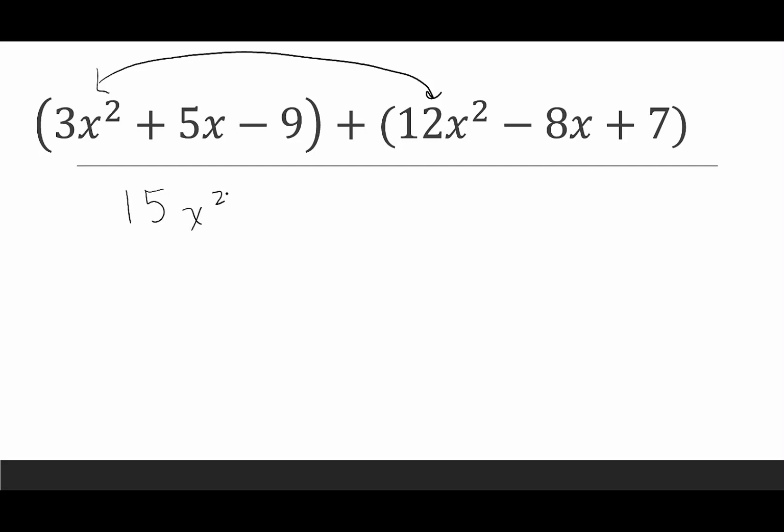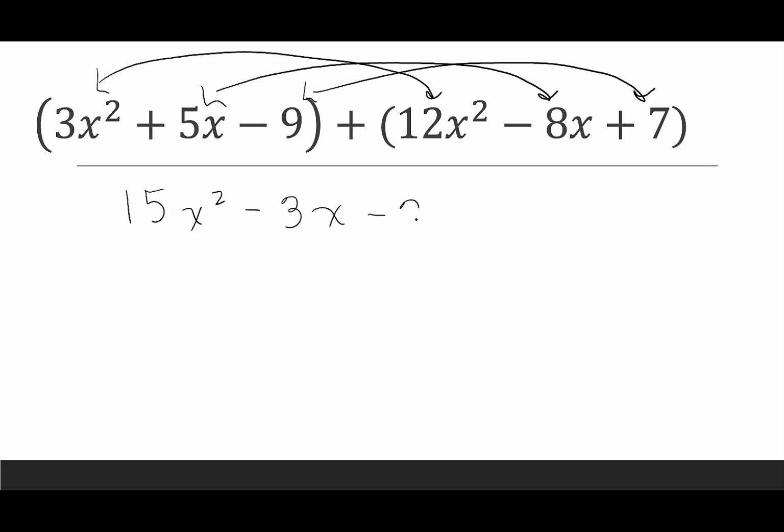As I move on to the next term, 5x, I can see it is like my negative 8x term. 5 minus 8 gives me a negative 3, and I keep the x. To finish, I have constants of negative 9 and positive 7. Negative 9 plus 7 gives me a negative 2.